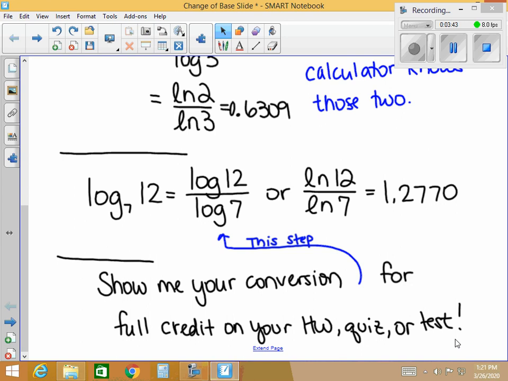When you're doing homework for me and uploading those into Canvas, when you're taking a test or a quiz on this, I need to see that step, the one with the blue arrow. If you write log base 7 of 12 equals 1.2770, yes, numerically that's correct, but I need to know that you know that change of base theorem. Even if your calculator is one of the smarter ones, if I change those 7s and 12s to x plus 1s and x minus 3s, I still need to know that you know the relationship between those two expressions. There are situations in classes beyond where we need to use this change of base relationship, this ratio on the right. So show me your step if you want full credit.